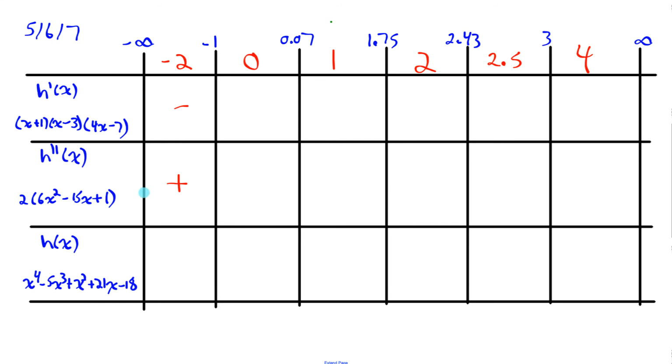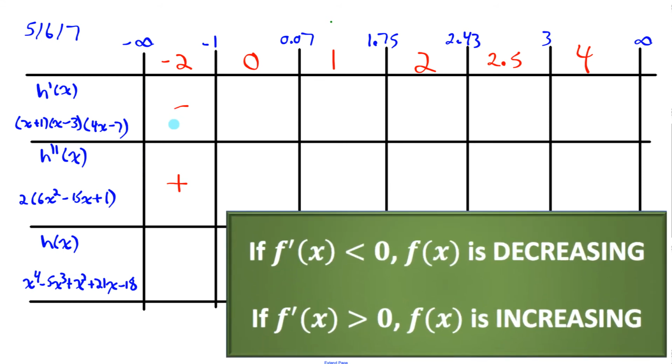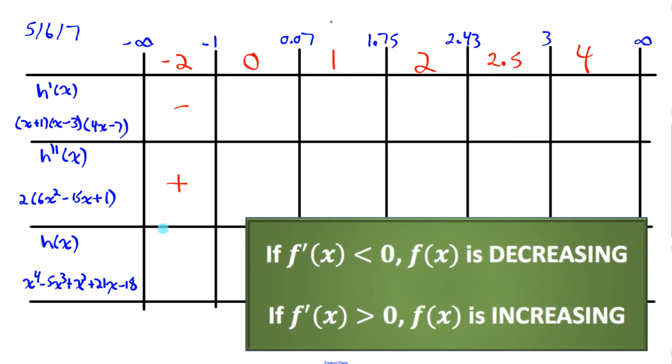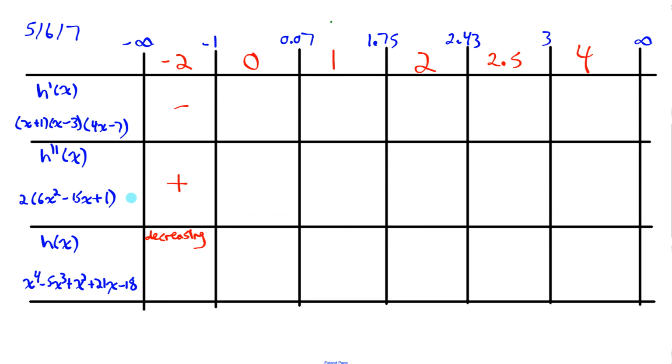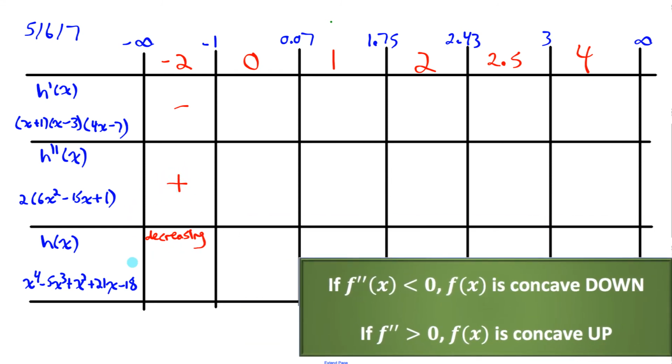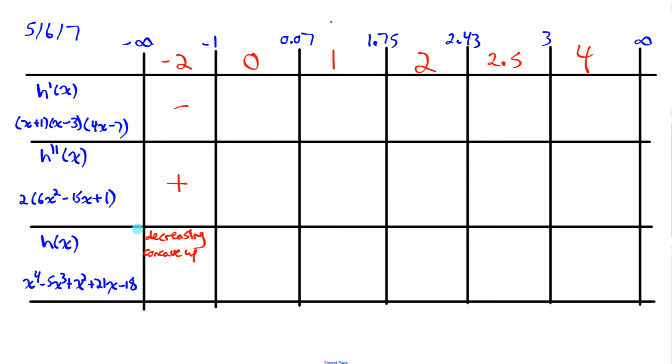And what does this information tell you? Well, remember, when the first derivative is negative, that tells us that the original function is decreasing. And when the second derivative is positive, that tells me that the original function is concave up. So in the interval between negative infinity and negative 1, I have a decreasing function that's concave up. That means it's going to look something like this.